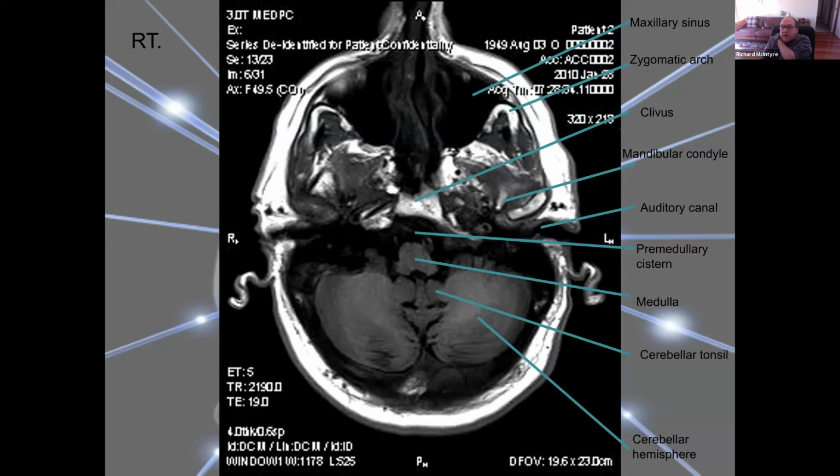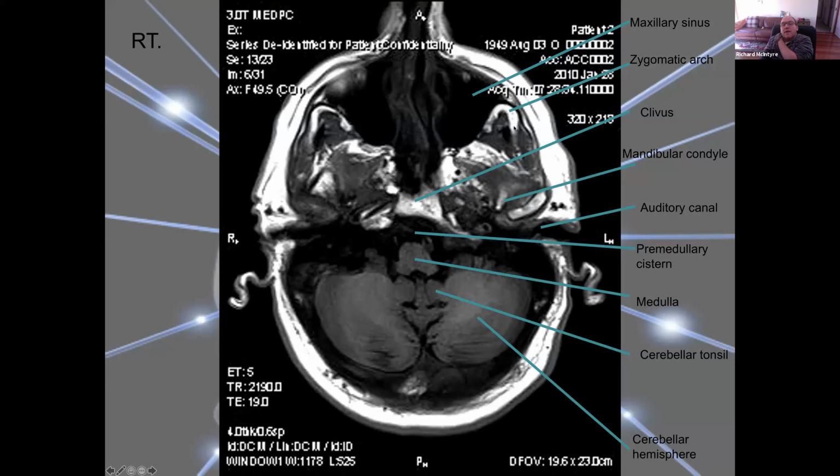It means pre, which is in front of or before. The medullary is the medulla, and cistern means space. So pre-medullary cistern, pre-medulla space. All right. We've got a bone here called the clivus, and we'll get more of an understanding of that on the sagittal.